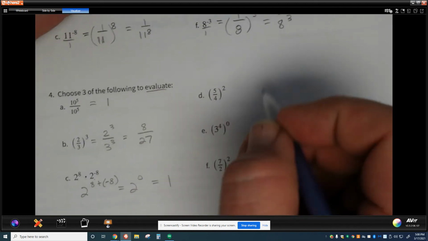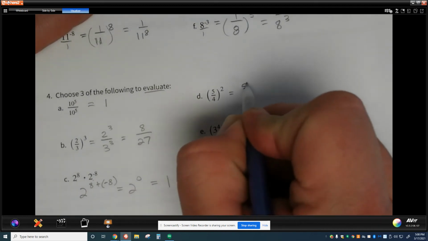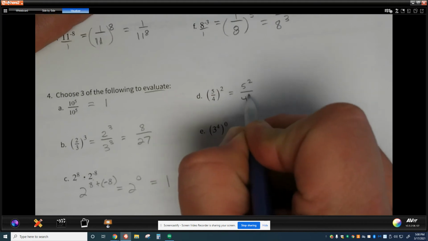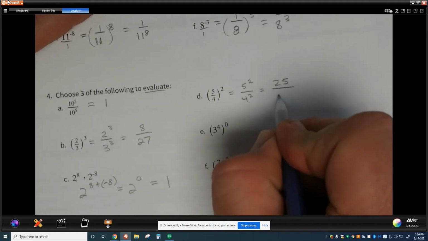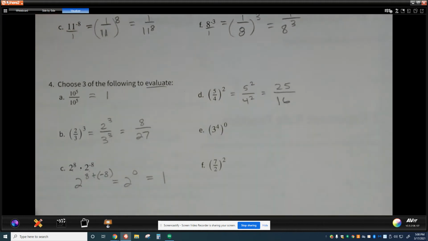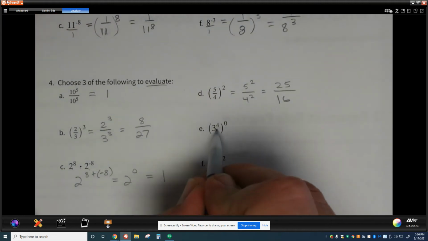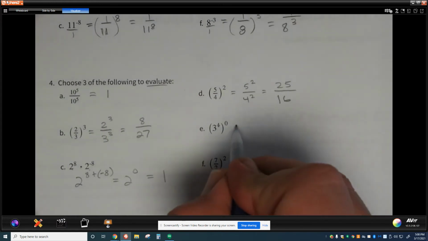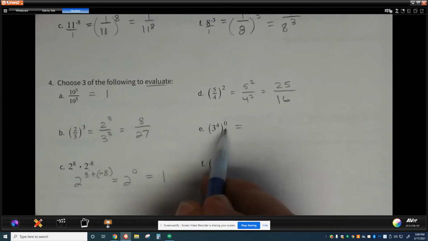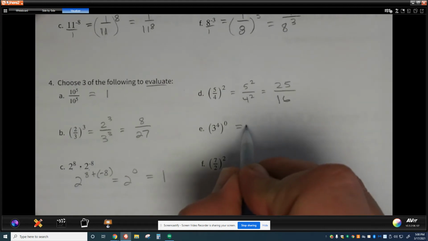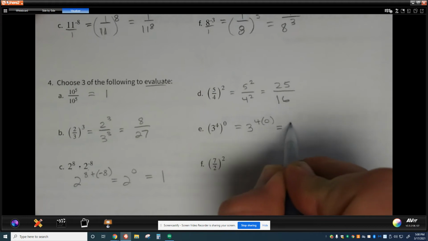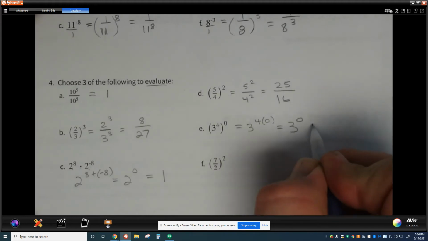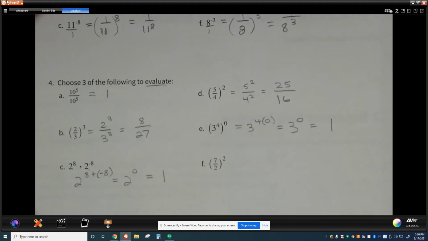Looking at letter D, this one would be 5 to the 2nd power divided by 4 to the 2nd power, which gives us 5 times 5 is 25, 4 times 4 is 16, and we're done with that one. Letter E, we see 3 to the 4th power as the new base being raised to the power of 0. Again, go back to this power of 0 thing. That's a pretty cool step right here. We could be thinking 3 to the 4th times 0, or we could just be thinking 3 to the 0 power, which is equal to, you guessed it, 1.